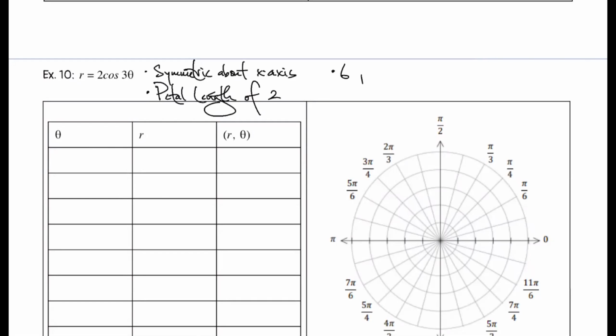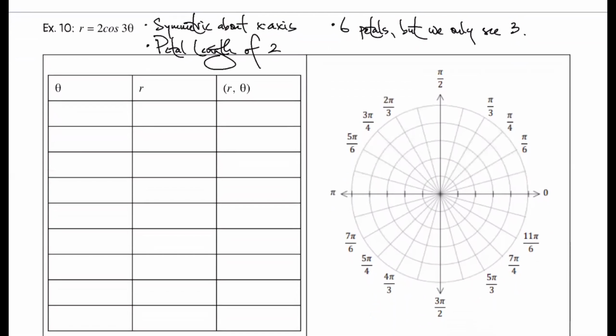Yeah, there are 6 petals, but we only see 3. Exactly. Okay. All right, so let's plug in some values and see if they're giving us anything first, right?